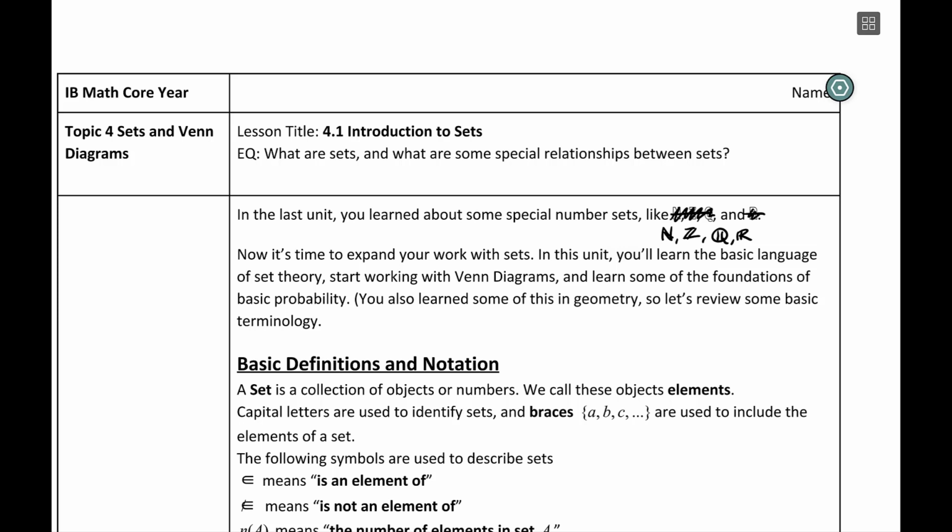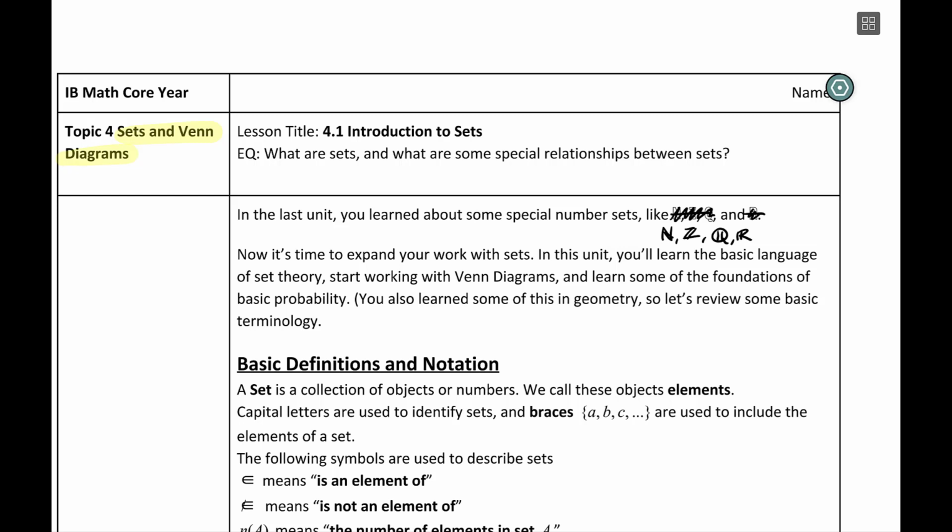Hey everybody, welcome back. Today we are starting our new unit and we're talking about topic number 4, that is sets and Venn diagrams. So we're going to start off with an introduction to sets, which we've covered a bunch in geometry already. Our EQ for today is: what are sets and what are some special relationships between sets?